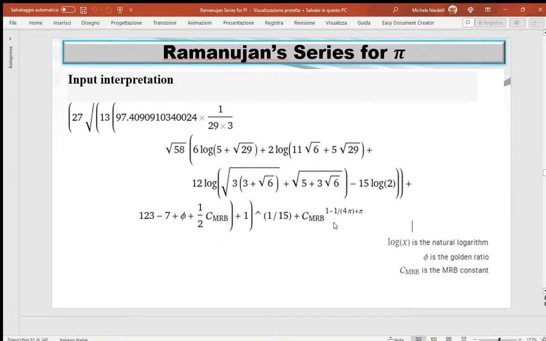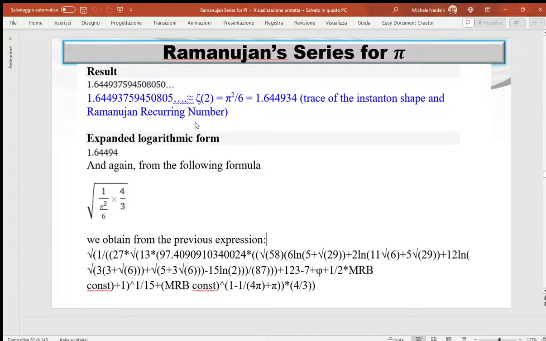This is the regularizer containing the Marvin-Ray-Barnes constant. The following expression, and the following, from which we obtain the following result. A very good approximation to pi squared over 6, that is equal to zeta 2, that is, we hypothesize, is the trace of the instanton shape, and also this value is a Ramanujan recurring number.